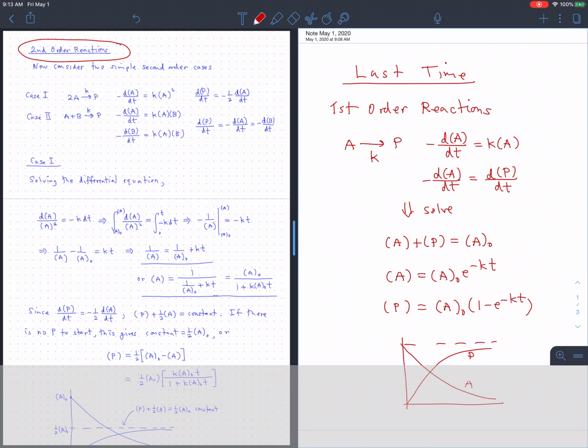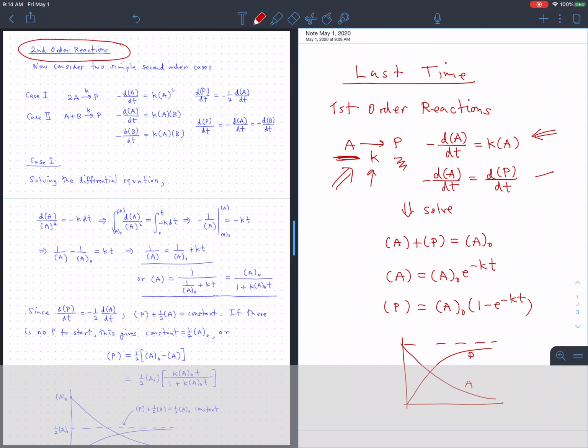So to summarize from last time, a first order reaction is something with an elementary reaction that looks like this. It doesn't matter what the products are, there can be more than one. But it does matter that there's only one reactant on the reactant side, and then there's an equilibrium, or not an equilibrium constant, a rate constant K. The rate equation is then minus dA dt equals K times A.